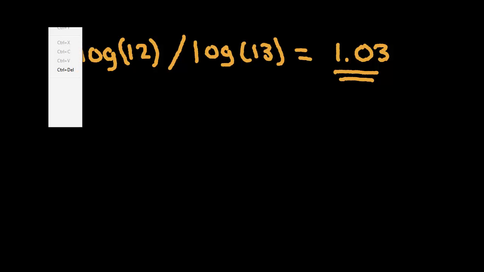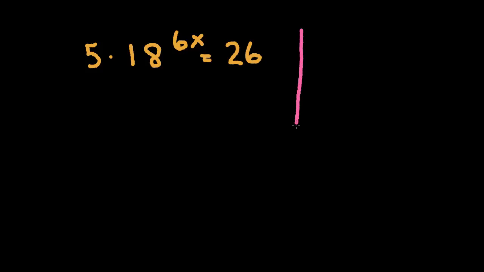Okay, let's do another one. The next problem we're going to do is 5 times 18 to the 6x equals 26. Now I always like to make sure that I show you that this is no different than if I had 5 times x equals 26. It's just my x right now is tied up here to my 18.